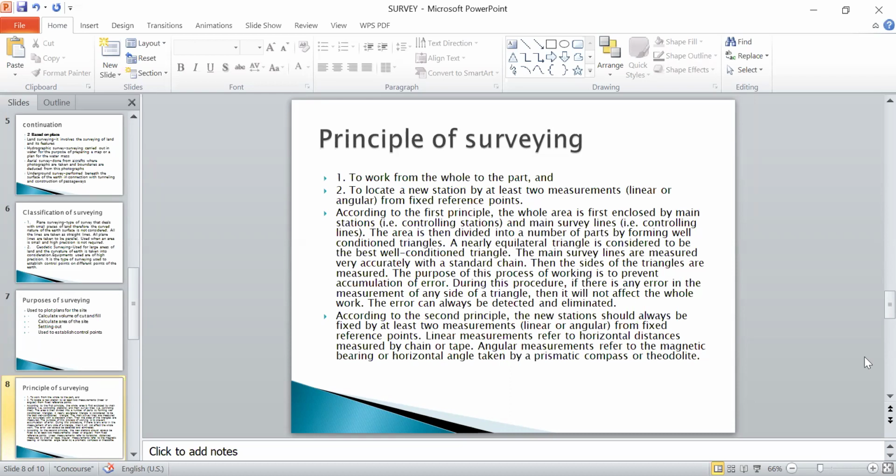Number 2, the second principle of surveying is to locate a new station by at least 2 measurements, that is linear or angular, from fixed reference points. So new stations should always be fixed with at least 2 measurements from fixed reference points. Linear measurements refer to the horizontal distances measured by chain or by tape. And the angular measurements refer to the magnetic bearings or horizontal angles taken by the prismatic compass or by the theodolite.